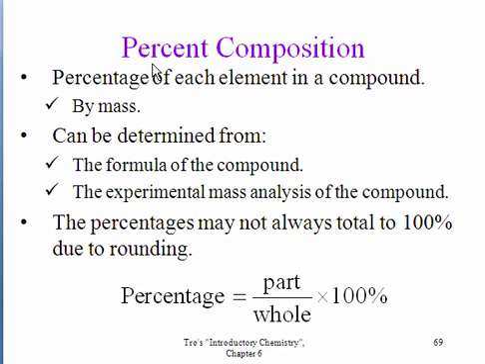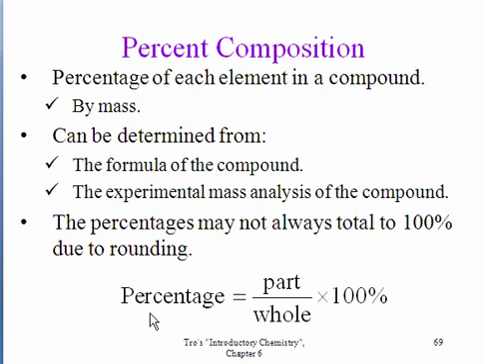Now let's look at the concept of percent composition. This is the percentage of each element in a compound by mass. And we can determine this percentage two ways, either by looking at the formula of the compound and also from experimental data. Now, the end result from the percentages may not always total to exactly 100%. This bothers some people, but we have to round due to sig figs, and so the percentage total should be close to 100%, but maybe not exactly.